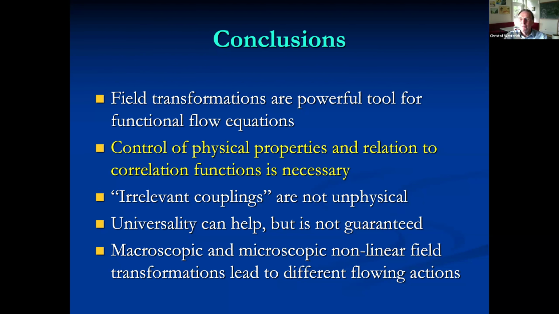Of course, you can remove them. You can remove them to other sectors. You can say it's only particular combinations that are physical. But whatever you do, your physical information is not removed by field transformations. Universality can help because you could say it's perhaps not so important which flowing action it is exactly, and the initial conditions are not so important provided it's in the same universality class. But it's not guaranteed that you're in the same universality class. And again, this requires some thought about really the relation between the flowing action and the correlation functions.